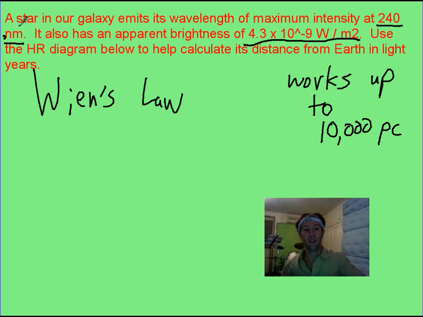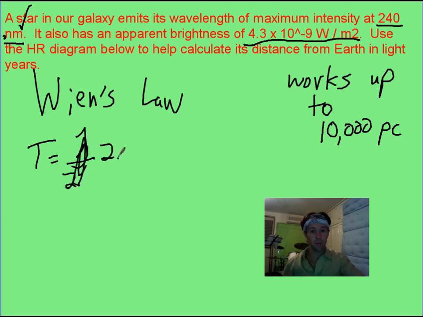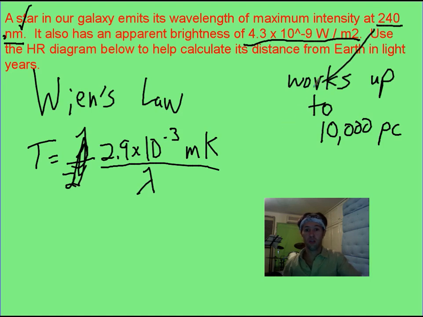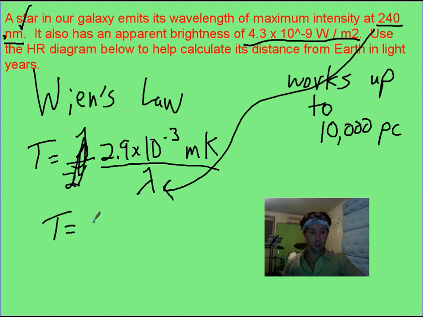You look at its wavelength, and from that you can say the temperature is going to be the constant divided by whatever the wavelength is. So you take this 240 nanometers and plug that in, and you're going to get a temperature that's crazy hot, of about 12,000 Kelvin. That's where you start first off.